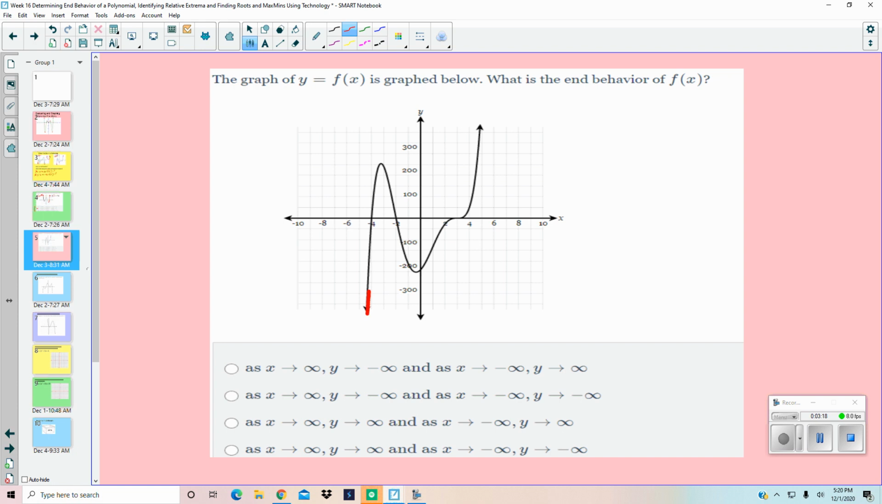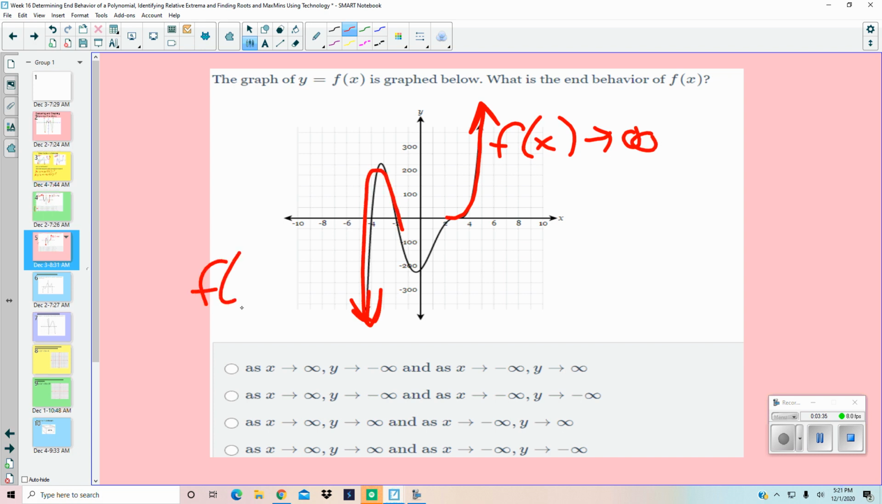Can you see that this would be an odd degree polynomial because it's doing opposite things at the endpoints? So as x is going to infinity, in this direction, f of x is going to infinity. In the other direction, f of x, or the y coordinate, is going to negative infinity. So A, B, C, or D are my options. And I have to have positive infinity and then negative infinity, which here I have positive infinity, here I have negative infinity, so it's D.